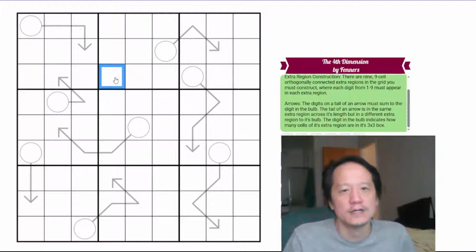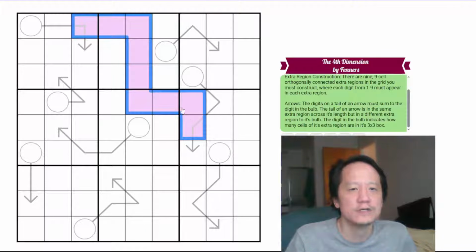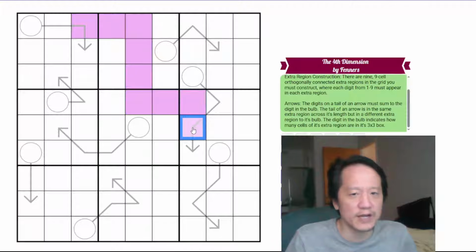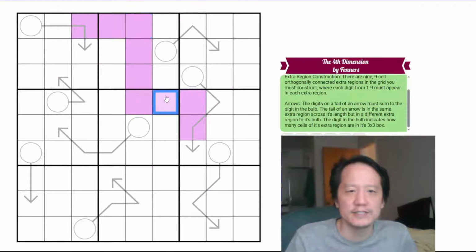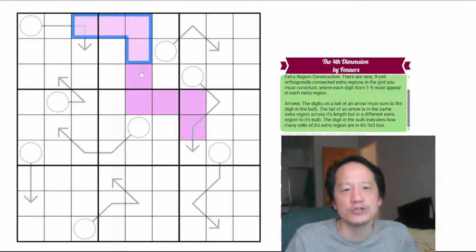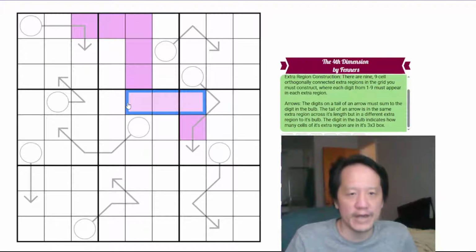Interesting. And orthogonally connected regions must be regions that you can go from any cell in that region to any other cell in that region, staying within that region just by going through edges. So for example, this is a valid orthogonally connected region, right? Because if you tried to pick any cell in this region, you can get to any other cell in this region just by staying within the region by crossing edges.